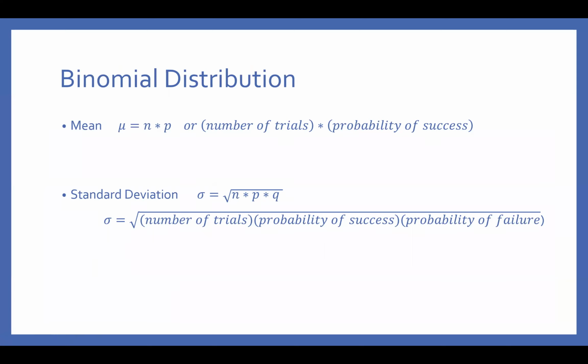Also, you may be asked to figure the mean and the standard deviation. Here are the formulas. They're a little bit easier. The mean is the number of trials times the probability of success. The standard deviation is the number of trials times the probability of success times the probability of failure, square rooted. Those formulas are there. You'll be able to have the formulas on your note sheet for the midterm. You need to know when and how to use them.